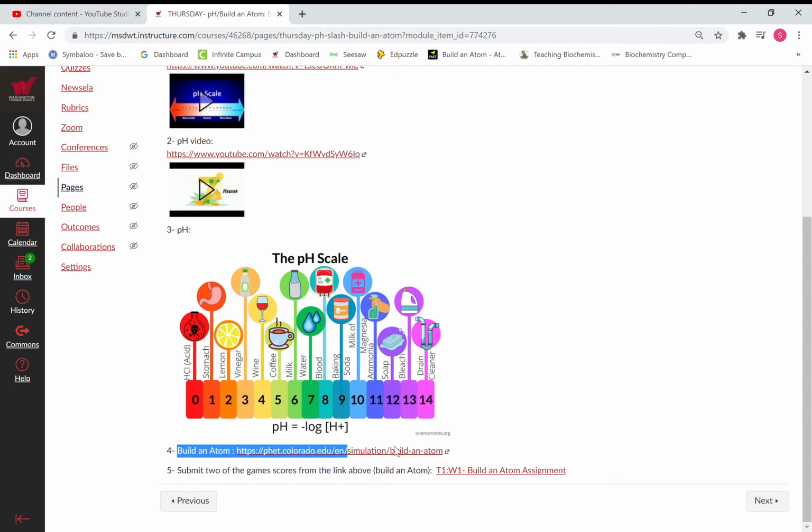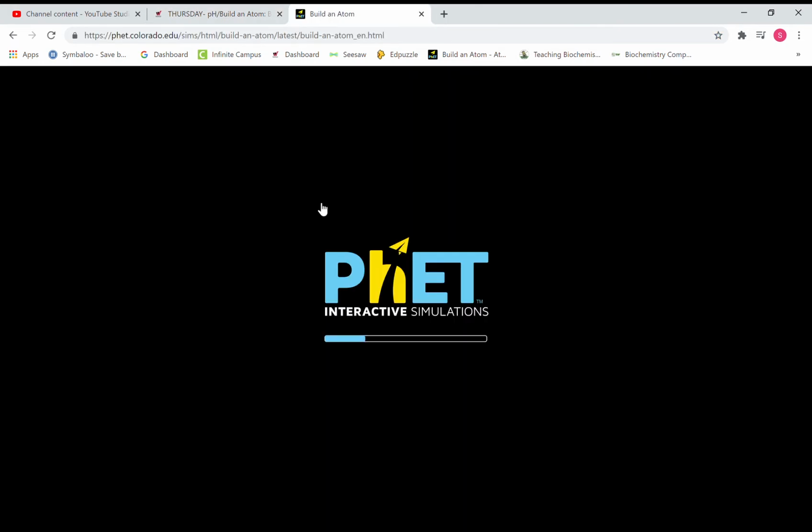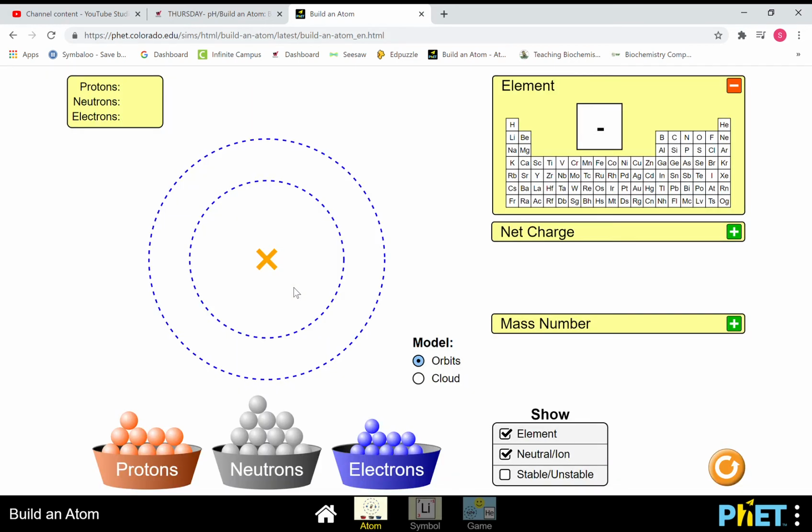We're down here at Build an Atom. You're going to click on that link. It's going to take you to an activity. Go ahead and click on that as well. You'll see 3 icons. You can go through this one and add protons, neutrons, electrons, and just kind of play around with the atom to see what it looks like.